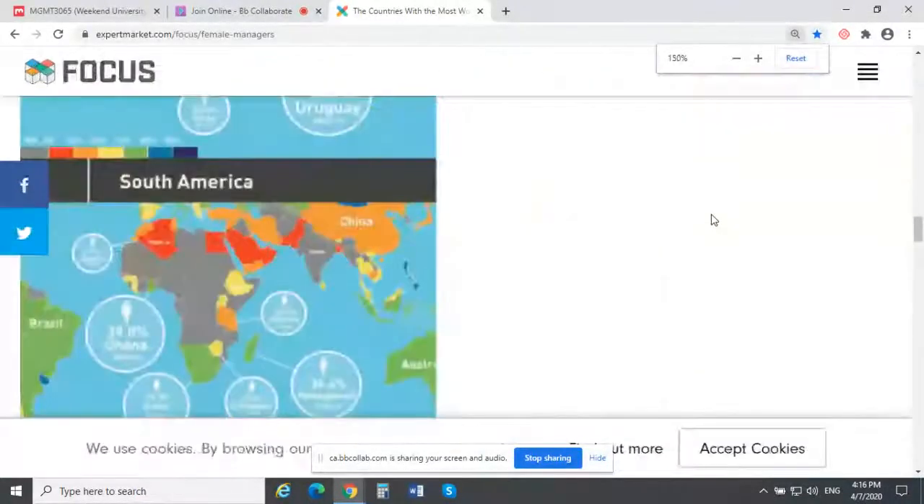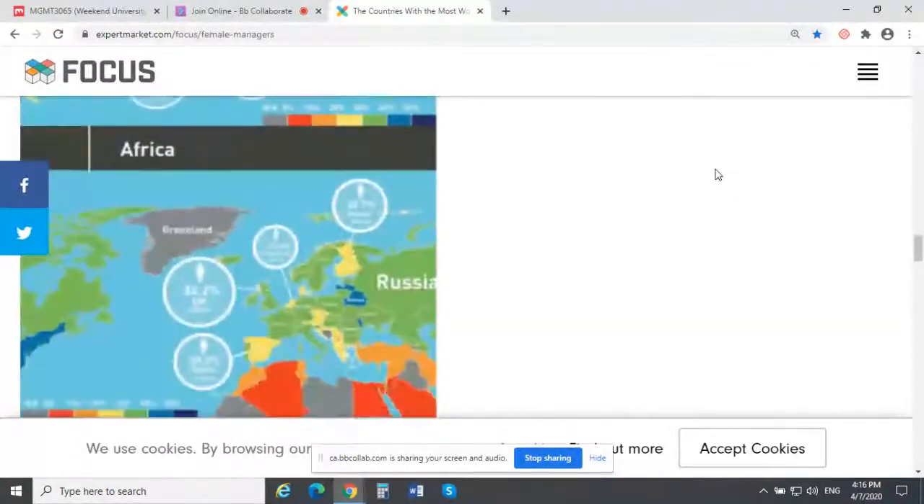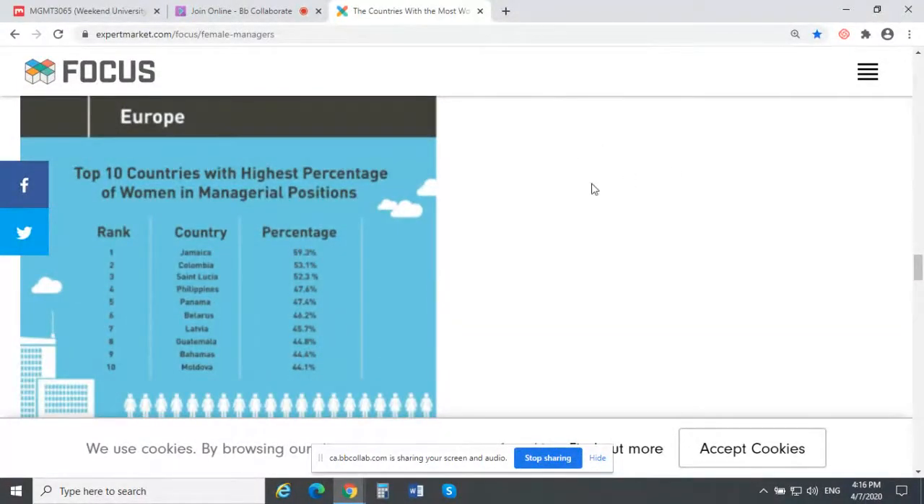So look at this chart. This is coming from the Expert Market website. The top countries with the highest percentage of women in managerial positions in the world, the top 10 countries. Which country is number 1? Jamaica, a little small country, a small dot on the map of the world, but look at this: women in managerial positions 59.3, and number 2 is not even close. Number 2, Colombia, is 53.1. So this shows what is happening in the country. This is the structure we have, that women can do things on their own also. Let me go back and share what I was sharing.